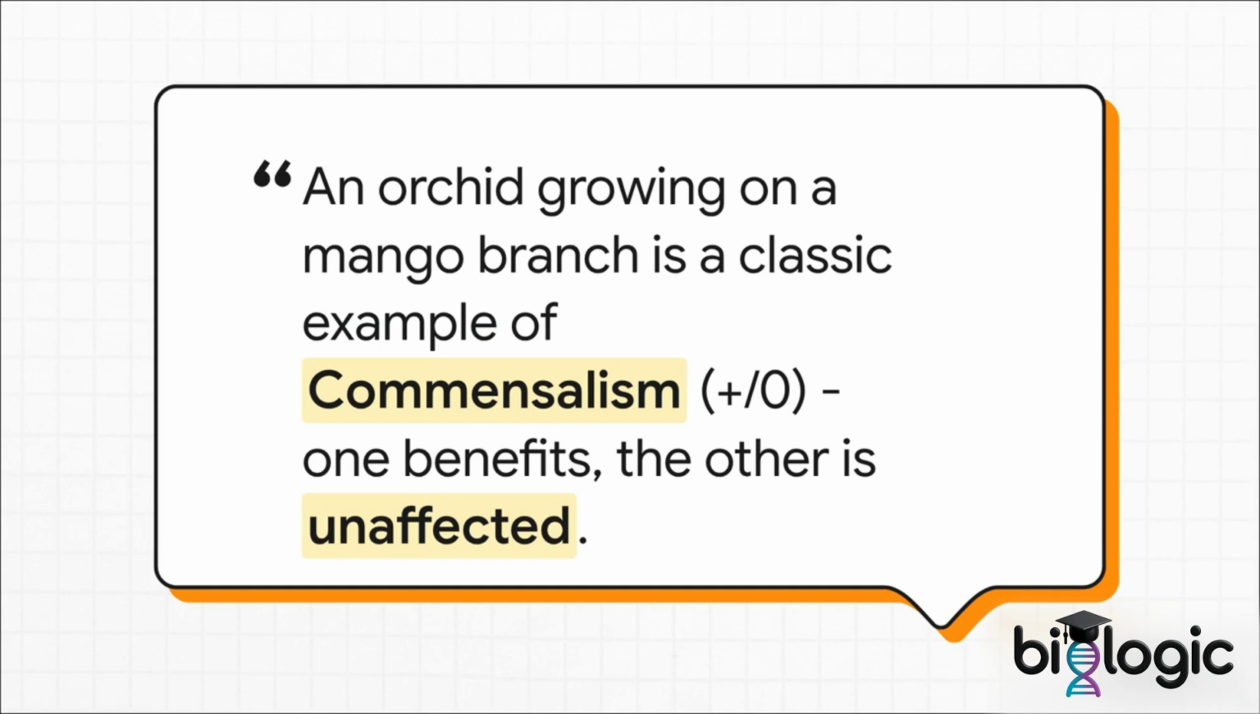All right, how about a plus-zero interaction? This is called commensalism. Think about an orchid growing on the branch of a mango tree. The orchid totally benefits, right? It gets support and it gets closer to the sunlight. But the mango tree? It couldn't care less. It's not helped, it's not harmed, it's completely unaffected. The orchid is just a freeloader, along for the ride. That's a super simple, clear example to lock in your memory.